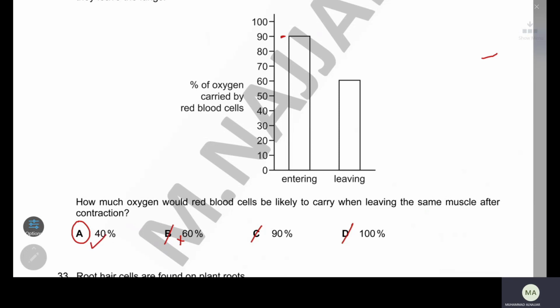40% of oxygen will most likely be carried out while leaving the same muscle after contraction, which means there is an activity that is consuming and needing this amount of energy in order to do the process of respiration and release the energy needed for the contraction process.